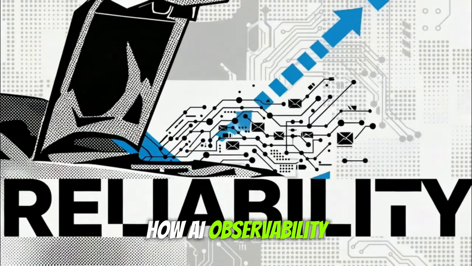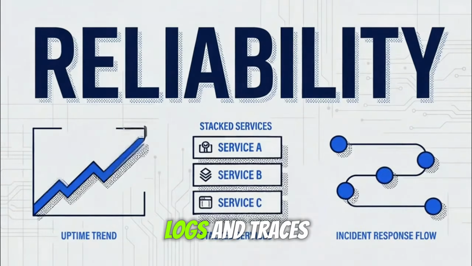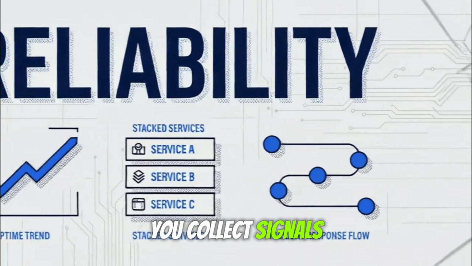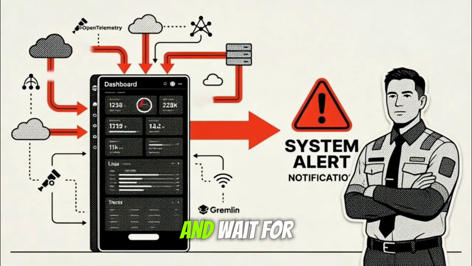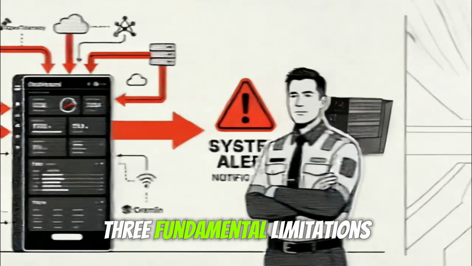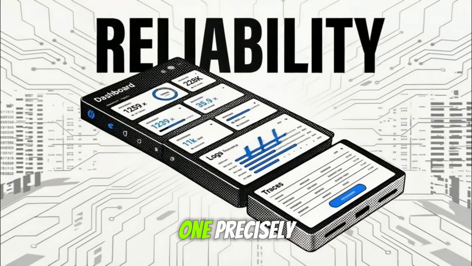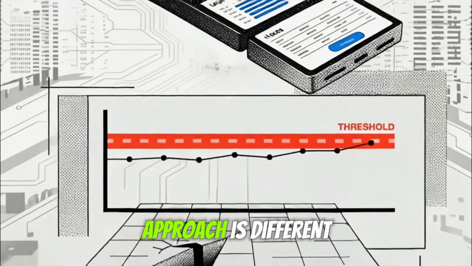How AI observability works under the hood. Traditional observability is metrics, logs, and traces. You collect signals from your system, display them on dashboards, set threshold alerts, and wait for an engineer to notice something wrong. This model has 3 fundamental limitations, and I want to name each one precisely because understanding them explains exactly why the AI approach is different.